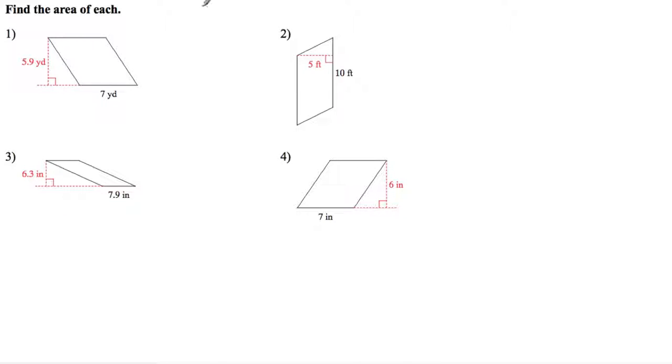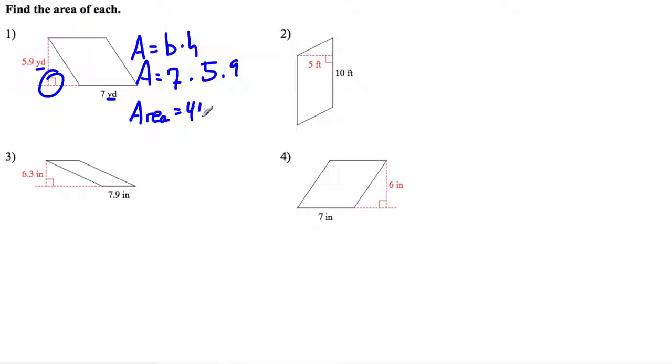Now, for these types of questions, we're typically going to have units associated with them. When we have area, it's always the unit squared. So here we have a parallelogram. If we have base times height, we can call the base 7, and we can say that the height is 5.9. Again, notice this perpendicular nature between the two. Now, if I multiply these together, I have 7 times 5.9, and that gives me 41.3. So the area for this first one is equal to 41.3 yards squared.